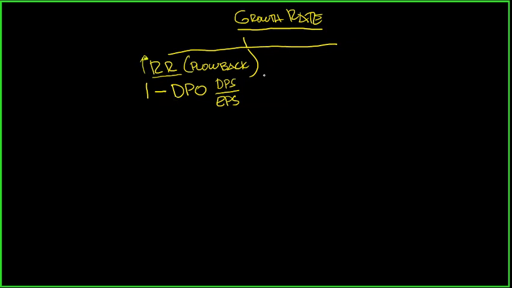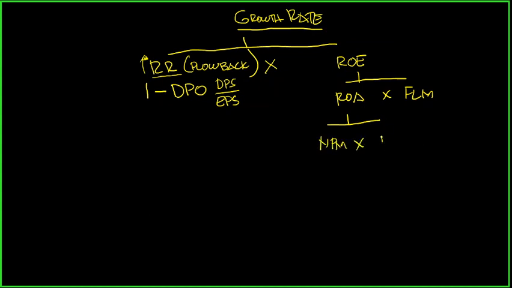Now there's another element. You have the retention rate, and you multiply that by your return on equity, which is affected by the financial leverage multiplier. You multiply that by your return on asset. And another way to compute that, let's just review: you have the net profit margin, multiplied by your total asset turnover. Let's expand this some more.